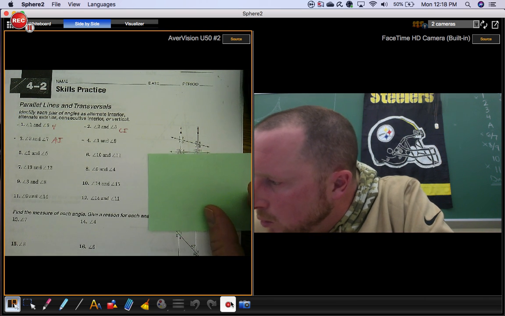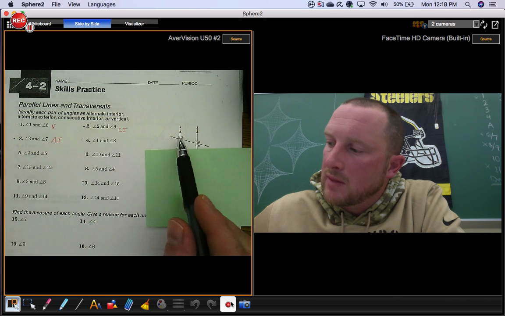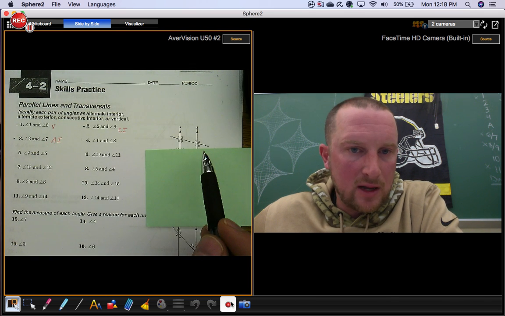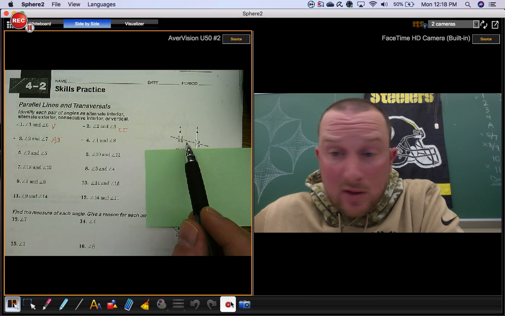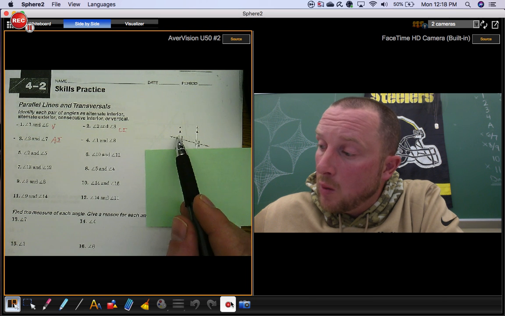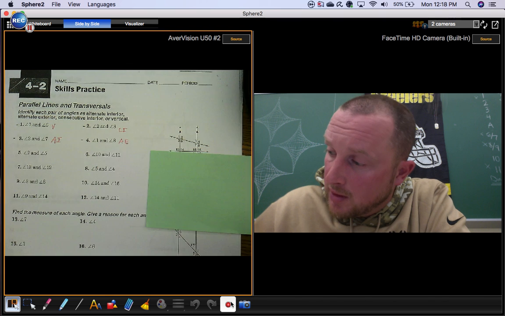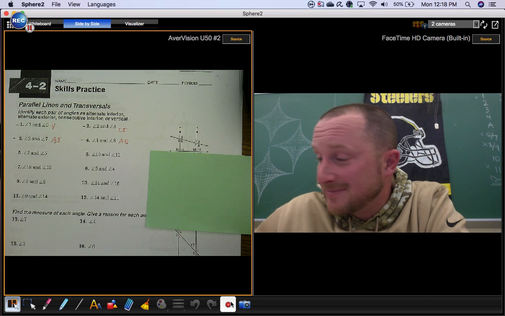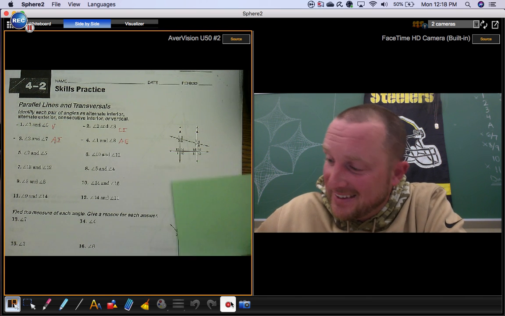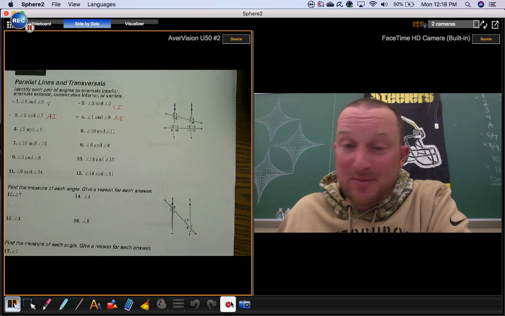Number 4, angle 1 and angle 8. These angles are not in between the parallel lines, so they're exterior angles. One's above the transversal and the other one is below, so they're alternate exterior angles. We're going to skip down to number 13.